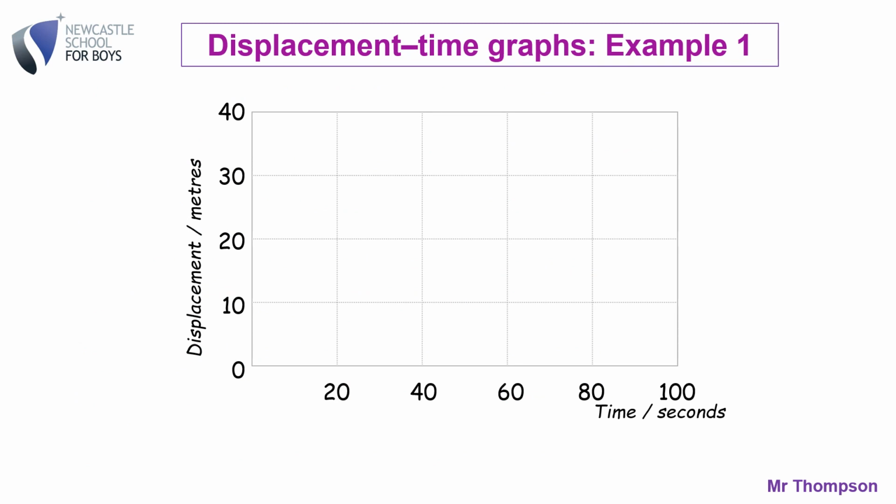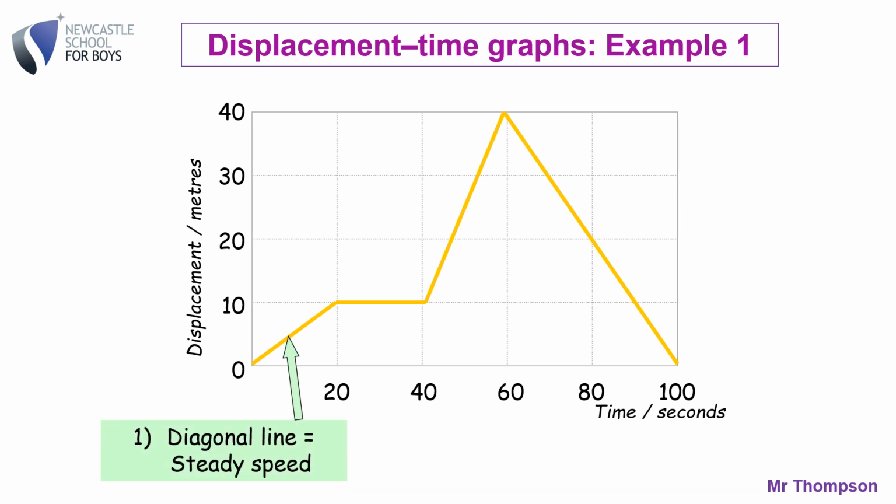Okay, here's the example I want to use for you to look at. You saw some in the Fuse video, but here's an example. If I just draw some lines on here, we're going to have a look at each section of the graph. So the first section goes from 0 displacement, from the start, if you like, up to 10 in a time of 20 seconds. Because it's a straight line, that means it's traveling at a steady speed.